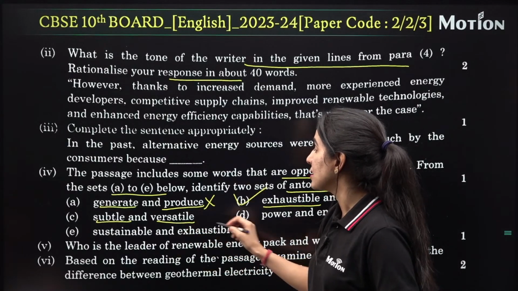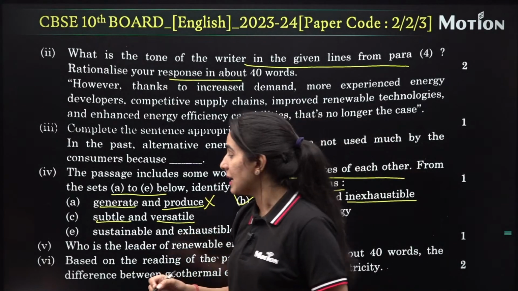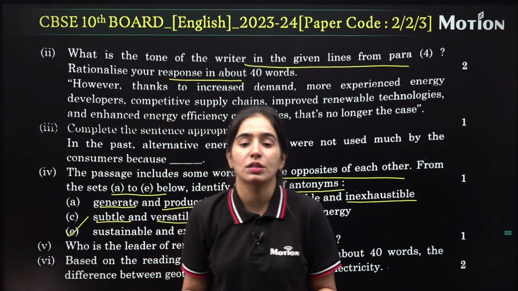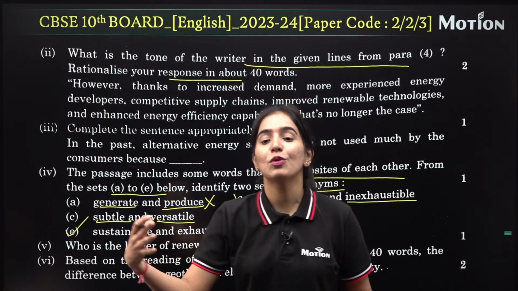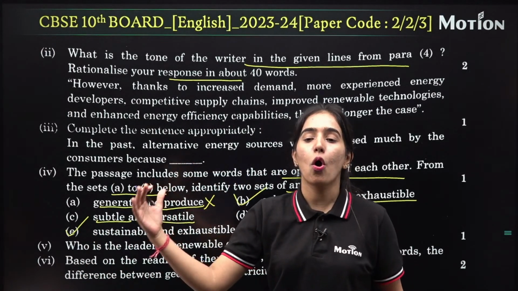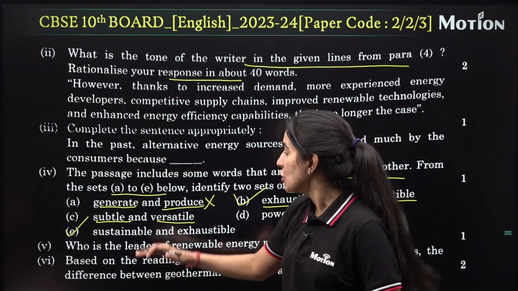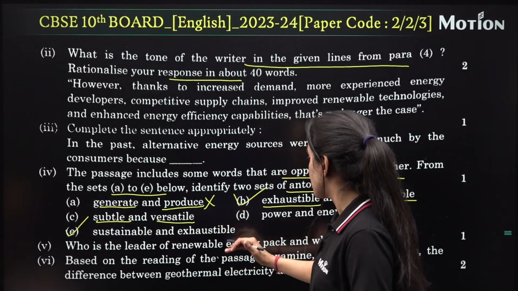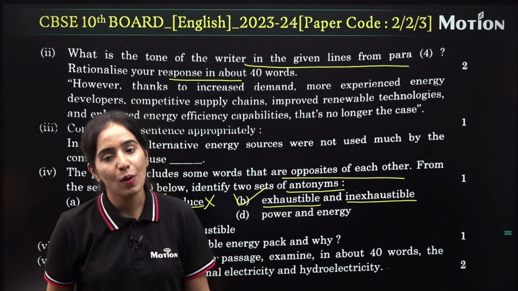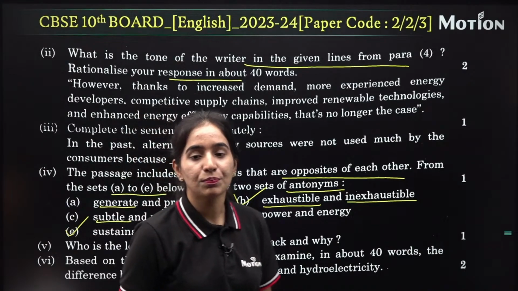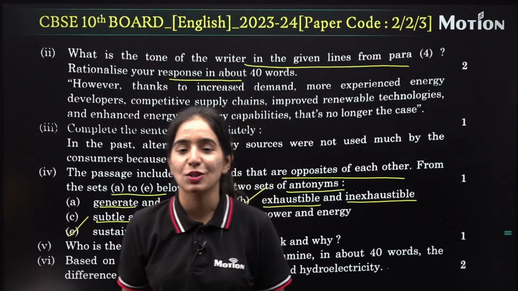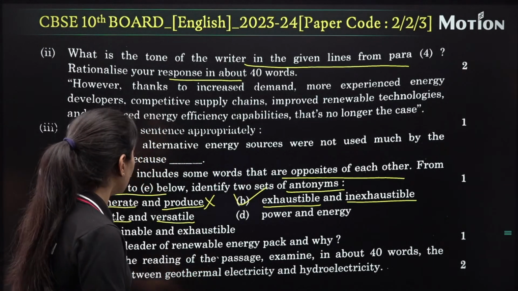But if we talk about sustainable and exhaustible, so yes, these are the antonyms to each other. Because what is exhaustible? Something which will not continue for a longer duration, it will end. And sustainable is something which will go on for a longer duration. So that's why sustainable and exhaustible, and exhaustible and inexhaustible, these are the 2 antonyms that you have got. Okay. Mukta, we will solve one more set, do not worry, just be patient and we will solve that. Okay. Now let's move to the next.